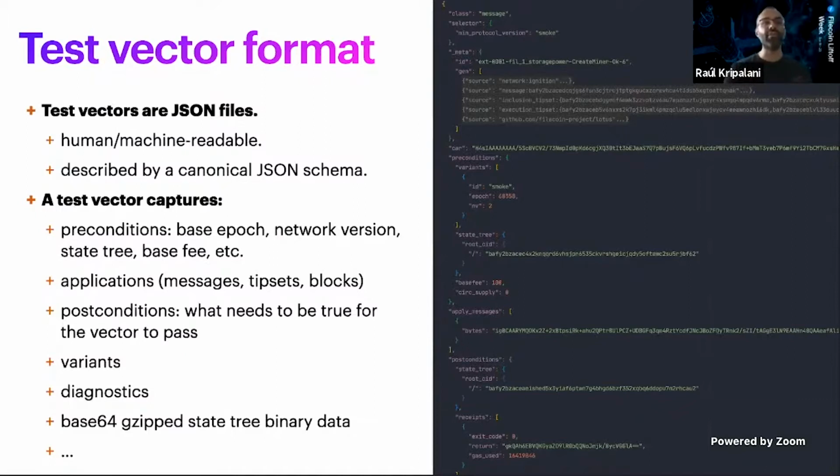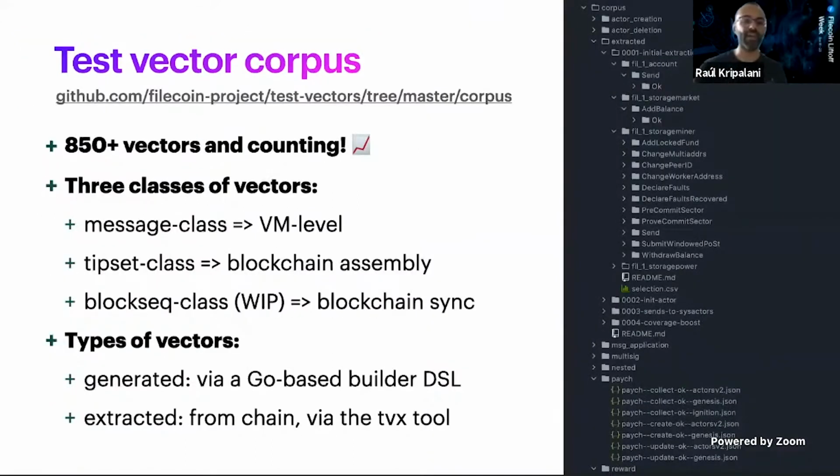A test vector captures preconditions, things like the base epoch, the network version, the state tree, the base fee, and a few other things. It captures the things that need to be applied on top of those preconditions, like messages, tipsets, and blocks, and it captures the postconditions: the things that need to be true for the vector to pass, for the test case to be considered successful. It also defines variants and diagnostics, and we include the state tree and particular slices of the state tree as a base64 gzipped string in the vector itself.